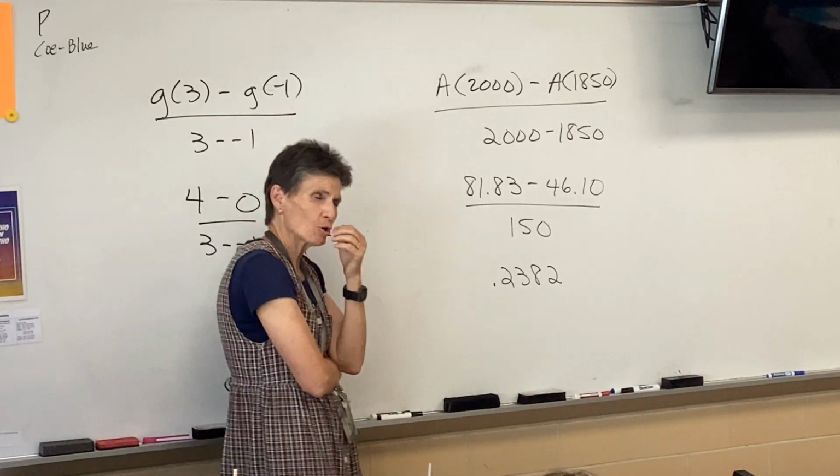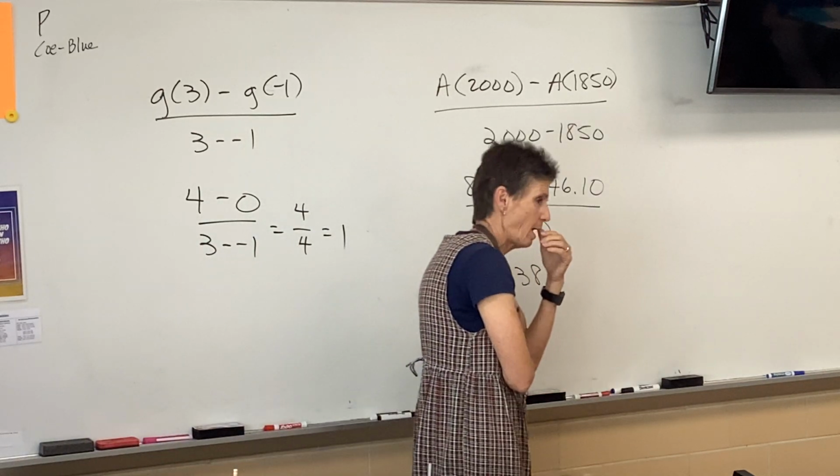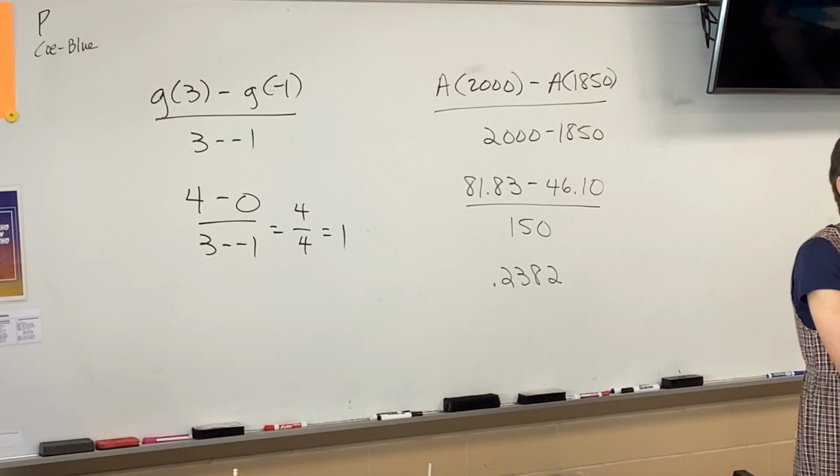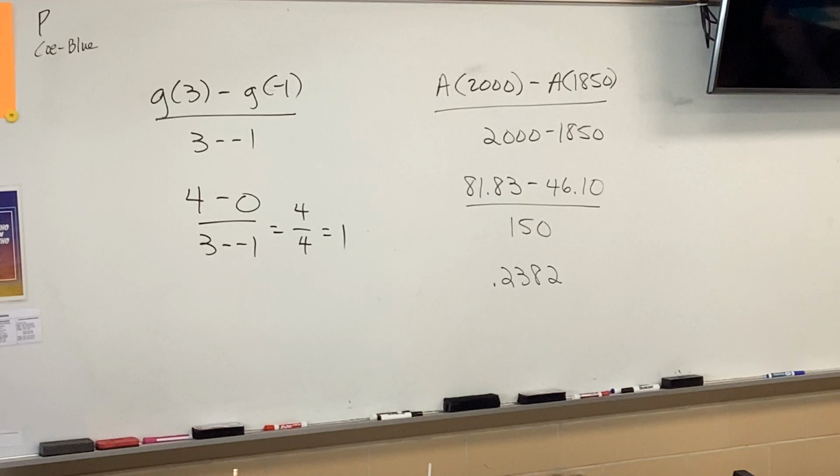What's that mean? Interpret that. 0.2382 what? Years? Years per year? That's a little confusing, isn't it? What does it mean? Every year that passes, a woman will live on average 0.23 years longer or 0.24 years longer. Does that make sense to you? So I can expect next year to live 0.24 years longer than I live this year.